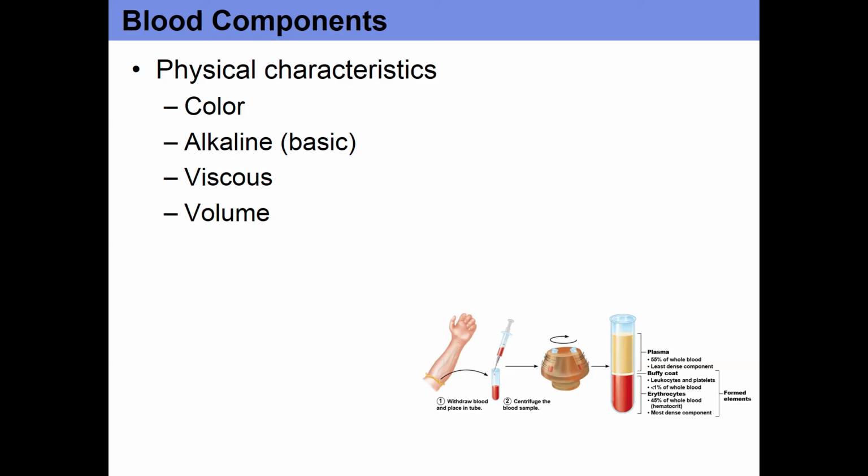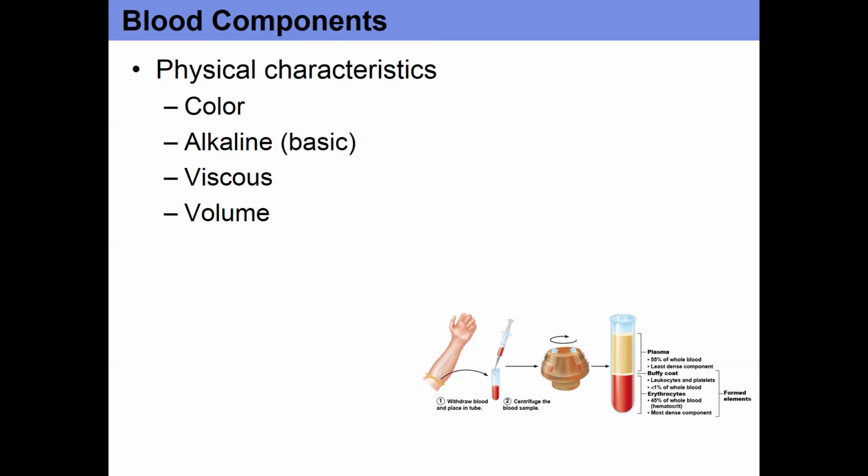You can also see there that it's alkaline, which means that it's basic. So its pH is slightly above 7. So again, it plays a role in helping us buffer acids, so particularly lactate that's produced from muscle action. It's also viscous, and viscosity deals with thickness. So in terms of it being viscous, it's thicker than water.